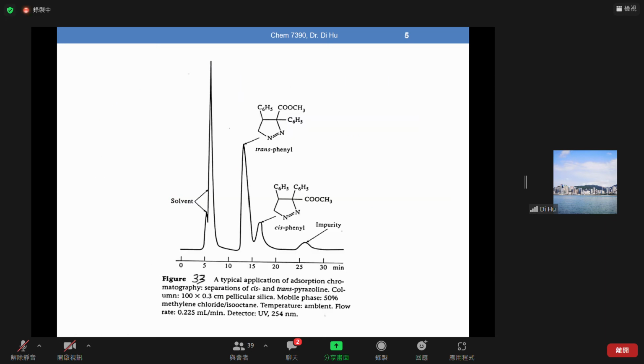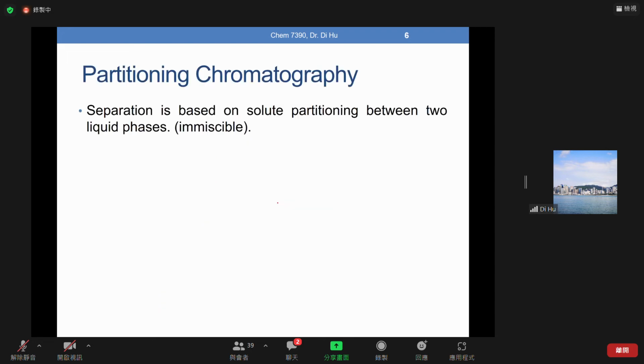So this one just shows you a typical application. For this adsorption chromatography, it's separating two isomers like this one. This is trans and this is cis, and in normal partition chromatography they may be quite difficult to separate, but here we can see they're well separated from each other.